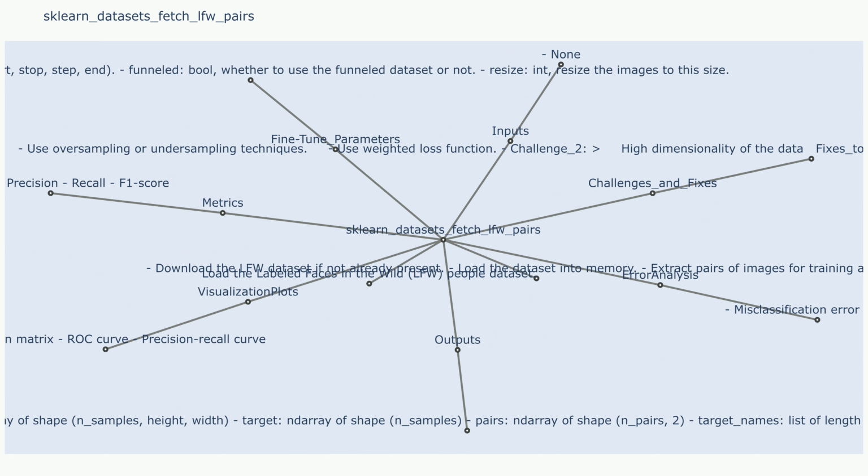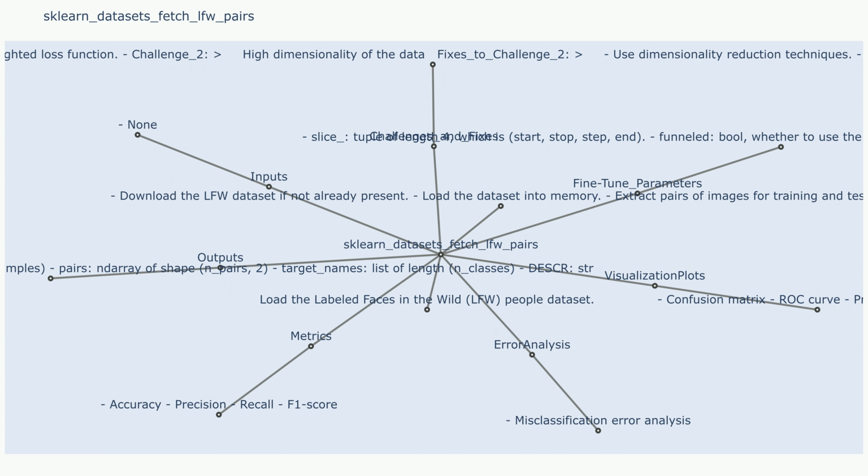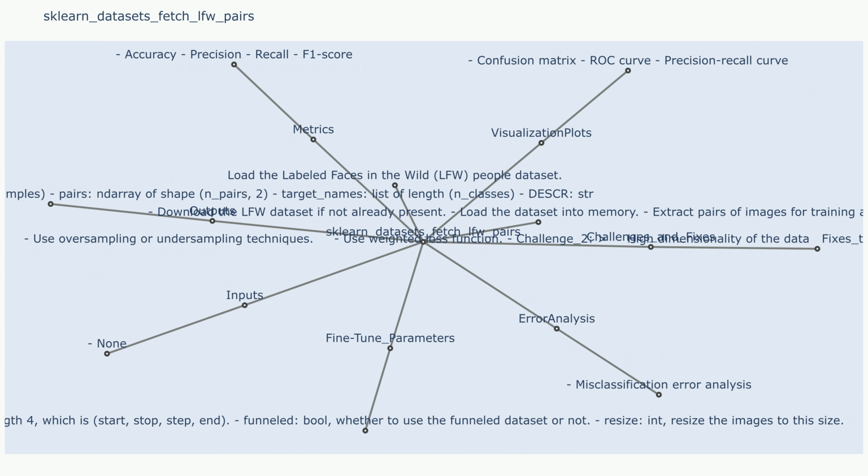Fixes to challenge 2. Dimensionality reduction: apply techniques like principal component analysis (PCA) to reduce the number of features. Feature selection: identify and select the most informative features for the task. Regularization: introduce penalties in the model's loss function to prevent overfitting.